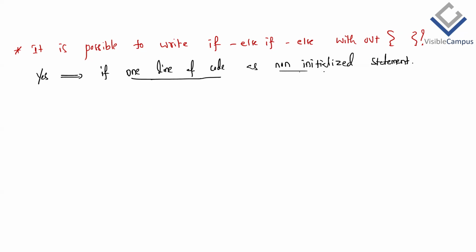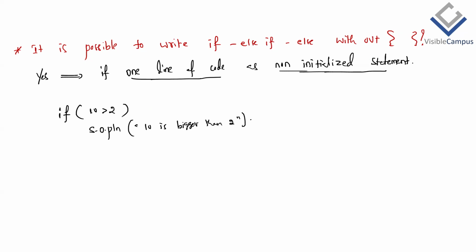But if it is a non-initialized statement only, what's the meaning of it? For example, if some condition, say 10 greater than 2, then I'm not using curly brackets, but I'll use System.out.println. I can write 10 is bigger than 2. Correct or not? Are we initializing anything here? We are just printing something, correct?